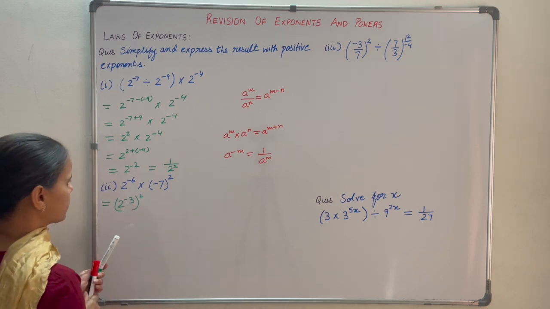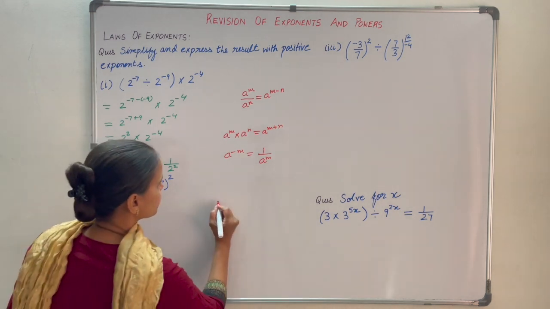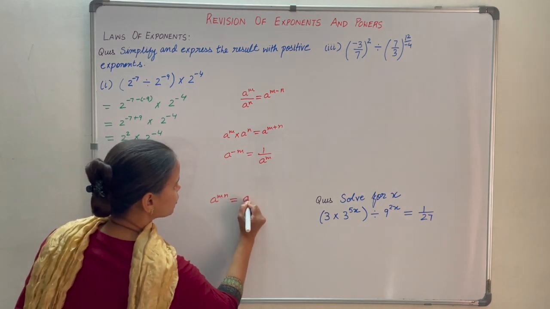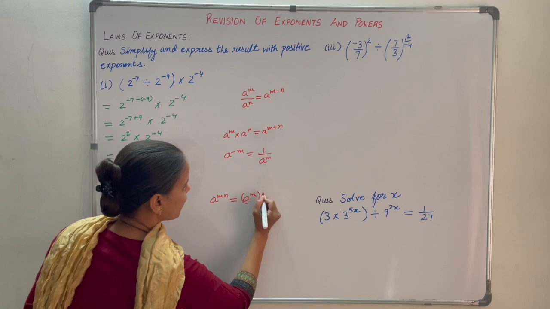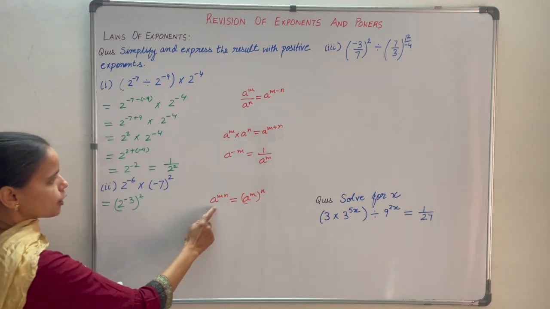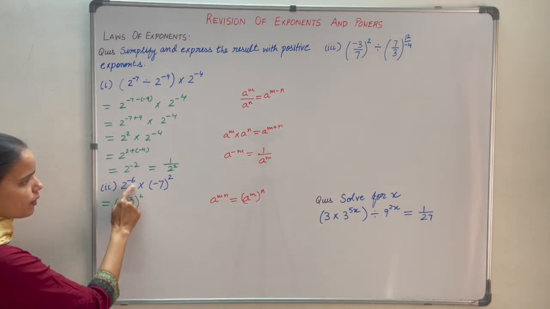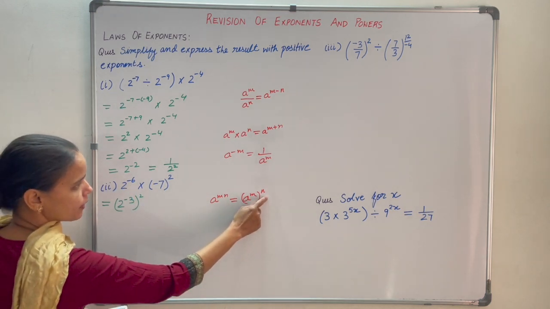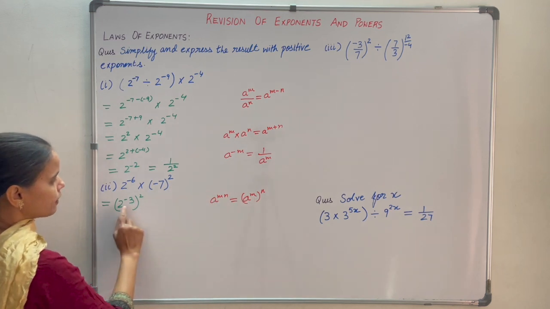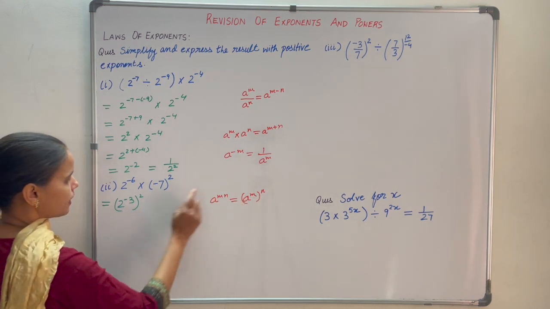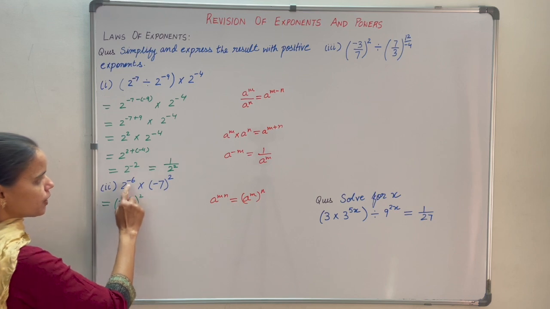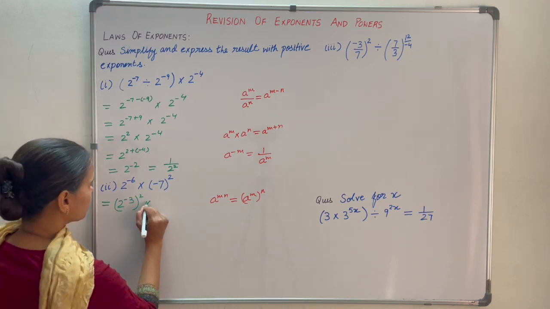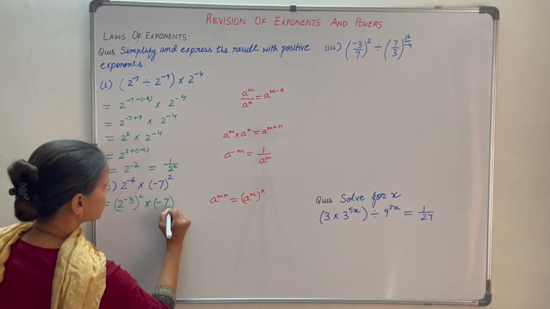I have used this law here: a raised to the power m into n is equal to a raised to the power m, whole raised to the power n. So here, 2 raised to the power minus 6, I have rewritten it as a raised to the power m, whole raised to the power n. That means here I am taking m value as minus 3 and n value is 2. So minus 3 into 2 is minus 6. Now let us continue writing it into minus 7, whole square.